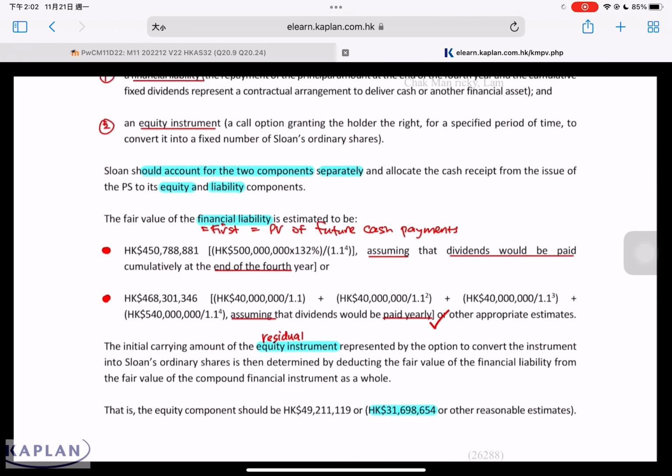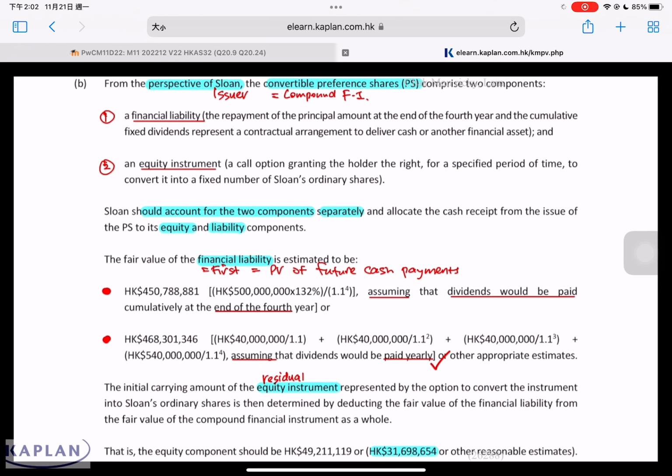5 marks. For part B, first you must tell the marker this is considered a compound financial instrument because it contains two components. Must account separately as liability and equity. Third, must always calculate the liability first. Fourth, how much is equity? This answer, can we go one step further to show the detailed working?